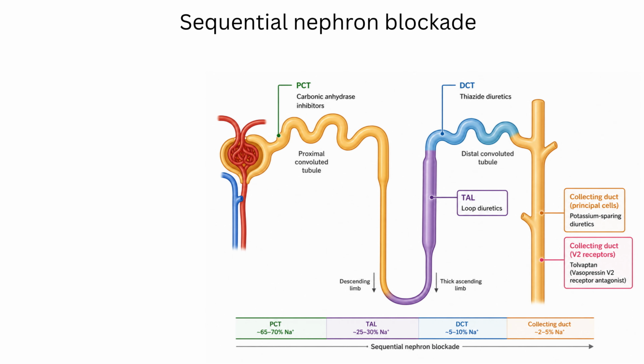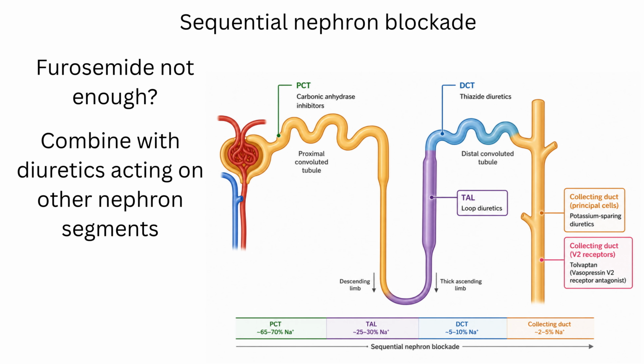Let's find out what sequential nephron blockade is. If blocking sodium reabsorption in the loop of Henle with furosemide is not enough to achieve adequate diuresis, we combine it with diuretics that act on other segments of the nephron. This creates a synergistic effect and helps improve diuresis.